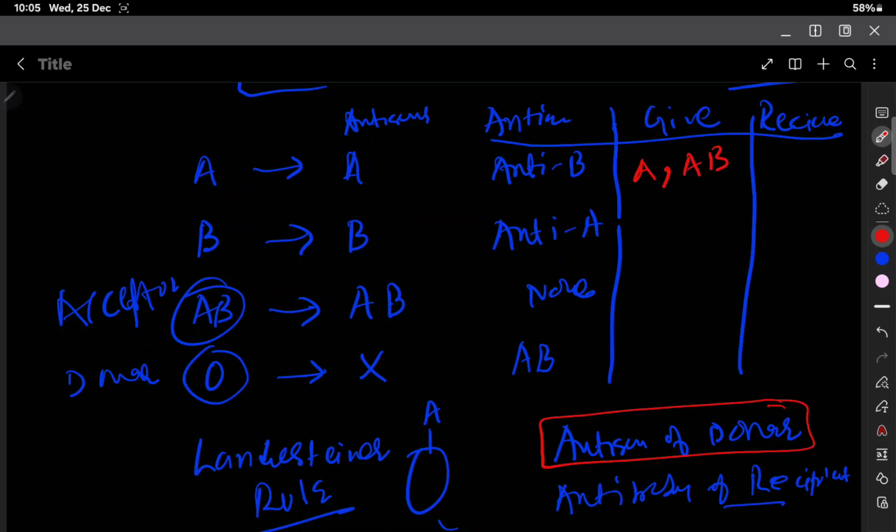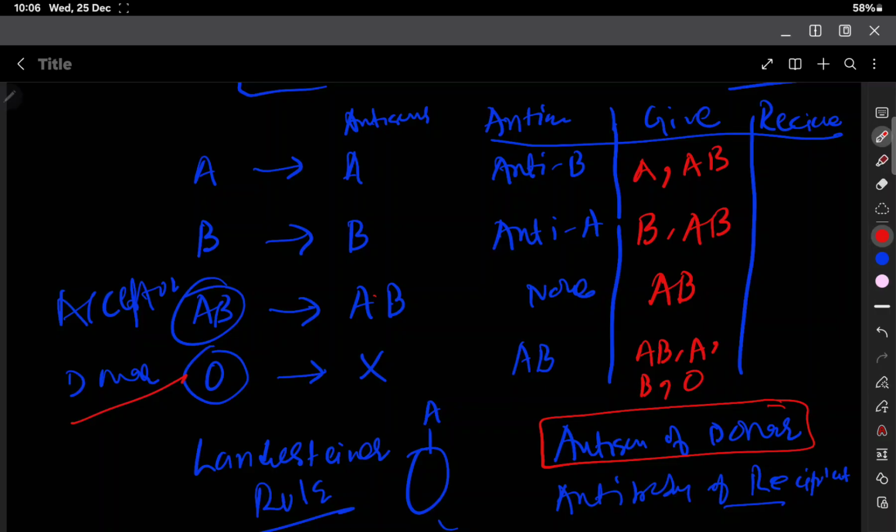Why to A? Because A has the A antigen, so it can give to A. Why to AB? The antigen of the donor is considered, and in AB there is no antibody, that's why it can donate to AB also. Why not to O? Because O has antibody A and B, so it can't give blood to O. The second case is the same: B can give blood to B and AB. AB can give blood only to AB, and O can give blood to AB, A, B and O. That's why it is a universal donor.